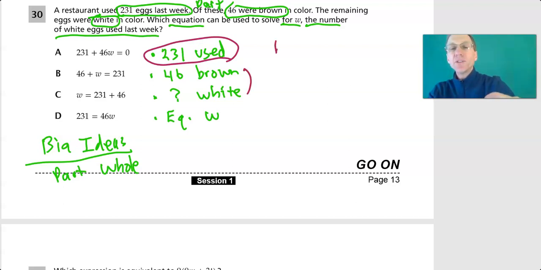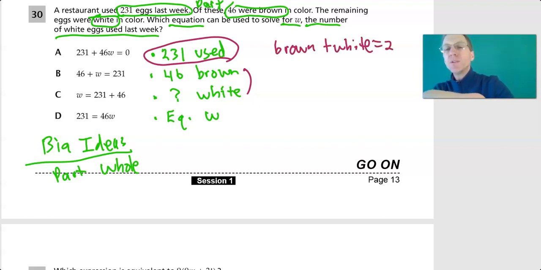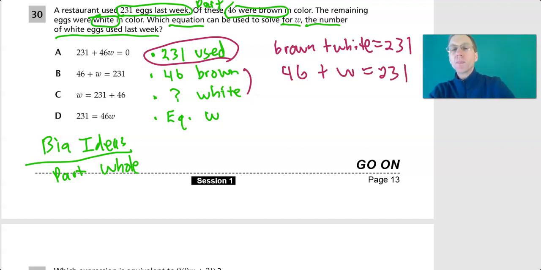So you literally could even just write it down like this. You can just go, well, I got brown plus white. Together, those things have to equal 231. Just think it through like that. And then look, you can plug things in. Plug in means I can say, well, for brown, I know I have 46 brown. And for white, I'll use W, plus I have some white. That equals 231.